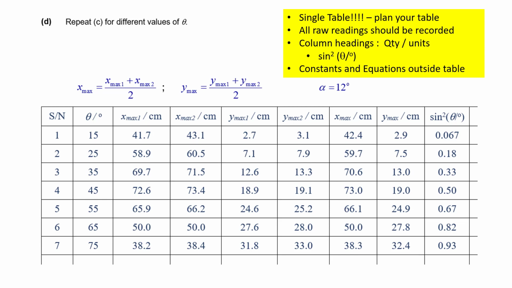In my processing of data later, I'm going to need alpha. Now, alpha is a constant that remains the same throughout the whole experiment. So you don't put it into the table, but you actually leave it outside. So alpha should be recorded at the top of the table as well. With all that planned out, you can collect all your data and record them down.